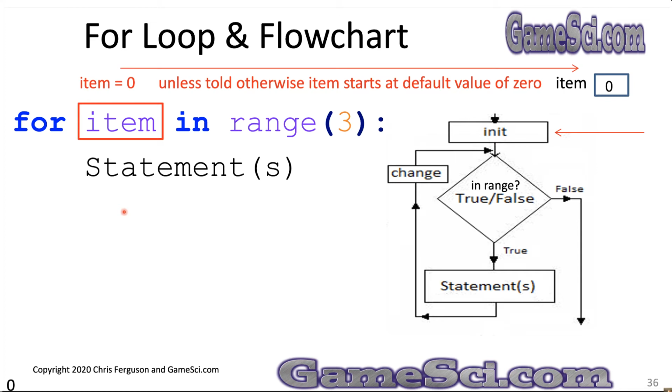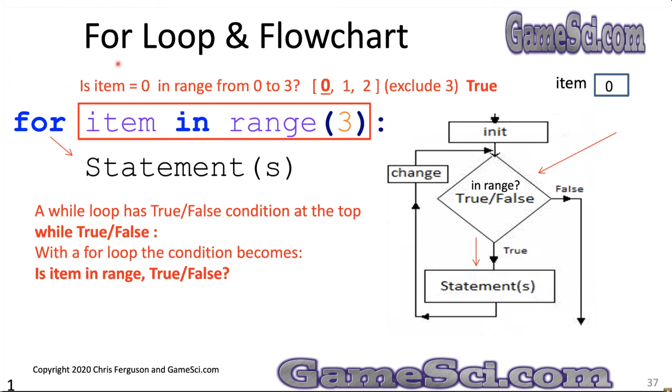Now, the interesting thing about a for loop in Python is they're easier to set up and do, but they're more complicated to understand because there's a lot of hidden stuff that happens under the covers. So we'll try and explain what Python does for you automatically with the for loop. Very generic: for item in range 3. The first thing that Python does is it initializes the variable item. Whatever the variable name here is, it will initialize it. By default, item will start with 0. Unless told otherwise, item always starts with the default value of 0.